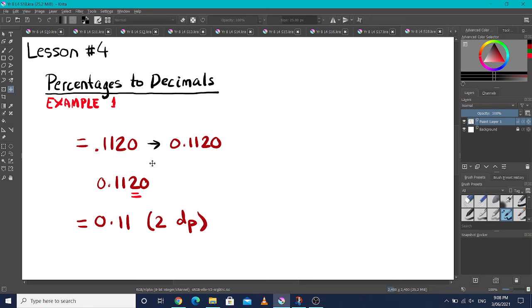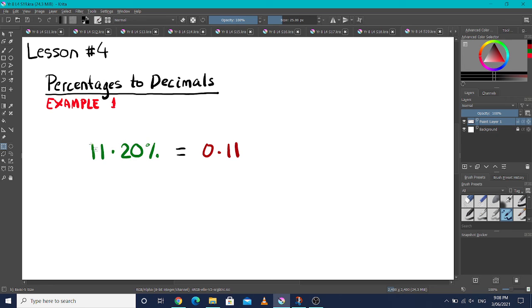0.1120. But if you are asked to round to 2 decimal places, remember the steps in looking at the number in the third place, which is a 2. So we round down. Our answer to 2 decimal places will be 0.11. So as a reminder, 11.20% is a decimal answer of 0.11.